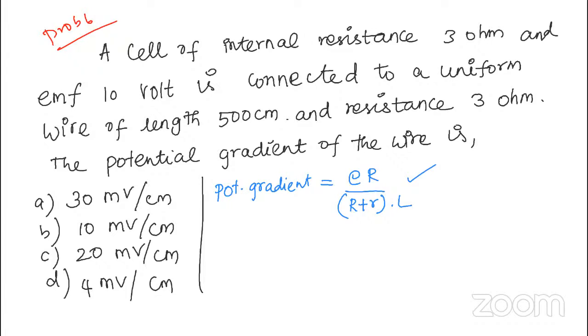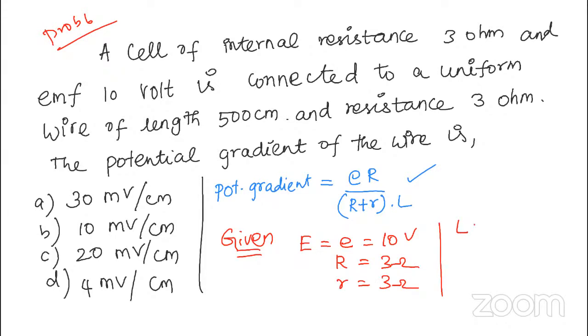So here I'll write down the given values. E value, or small e value here, is 10 volt. Then R value is 3 ohm, and small r value is 3 ohm. And here L value is equal to 500 centimeter. Okay, so centimeter we can convert into meter.